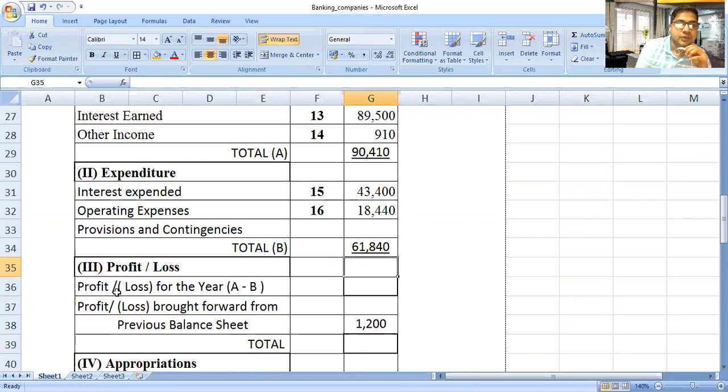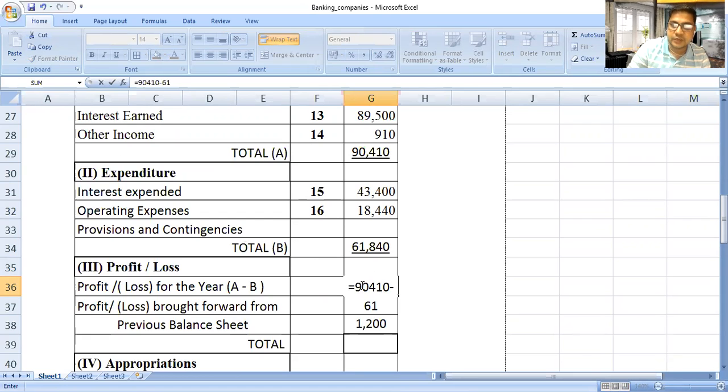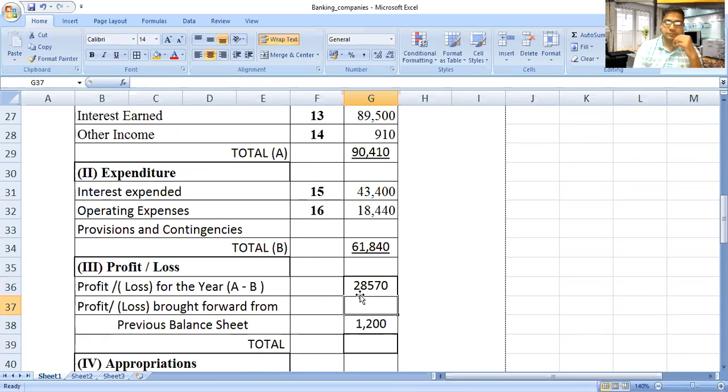We have to find out the profit or loss for the year. For that purpose, what we have to do? A minus B. A's total 19,410 and B's total 61,840. So that we have to find out. 19,410 minus 61,840. So we got a profit of 28,570. And last year's profit 1,200.